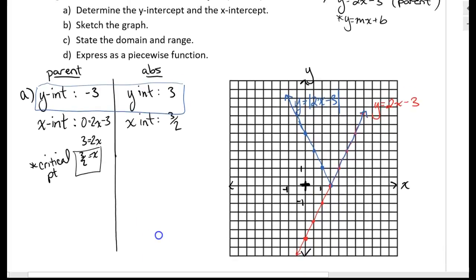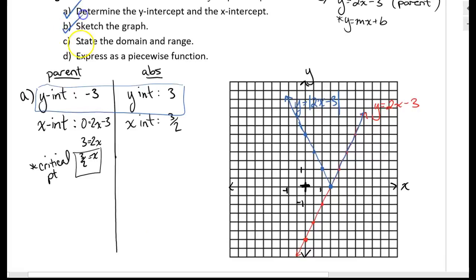Okay, so I've got it graphed. Excellent. So A is done, B is done. State the domain and range. Well, for my parent function, my domain is negative infinity to positive infinity, and my range is negative infinity to positive infinity. All values are possible. My line keeps extending downward forever and upward forever. And remember, when you write domain and range, always write your smaller value first.